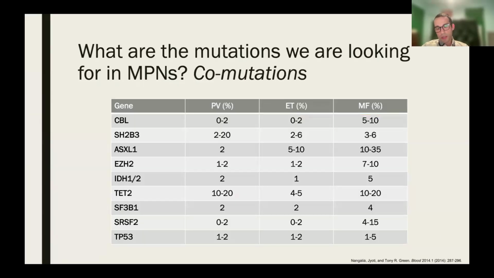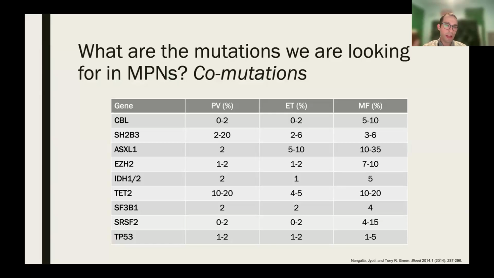Those are the driver mutations. There are probably 20,000 or 30,000 genes in the body that play a real role in our development and functioning. There's about 50 or 60 genes that we know are commonly mutated in people with MPNs. In general, we call these genetic mutations co-mutations. So not every genetic mutation is a co-mutation, I would say. We refer to co-mutations in genes that we know have some effect on how cells function or how they divide.